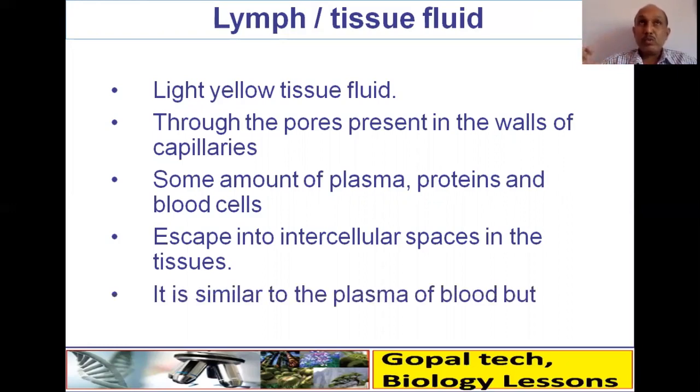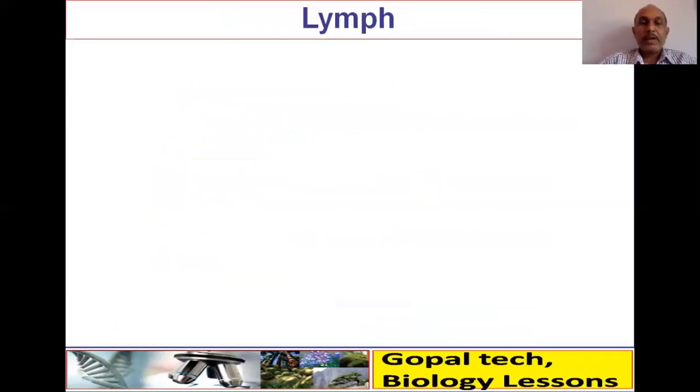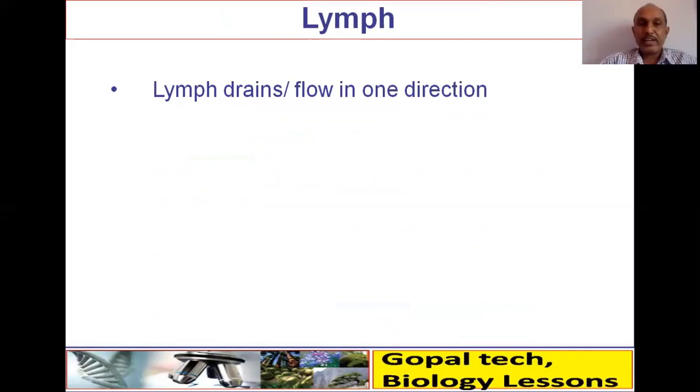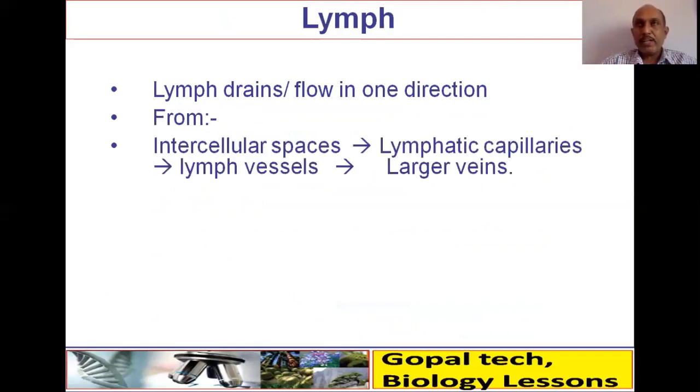It is very similar to the blood plasma, but colorless है and contains less protein. Blood plasma में ज्यादा प्रोटीन्स होते हैं और बाकी के कंपोनेंट्स भी होते हैं. Lymph drains या flows in one direction, that is from intercellular space it will go to the lymphatic capillaries. From lymphatic capillaries it will go to the lymph vessel, and from lymph vessel it will join to the larger vein, and the vein again carries back to the heart, again it will become a part of blood.